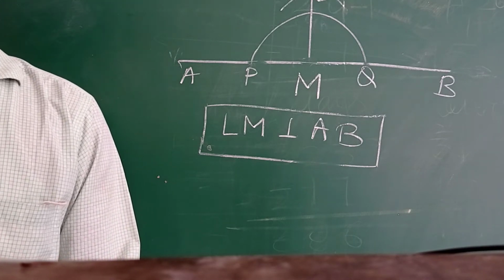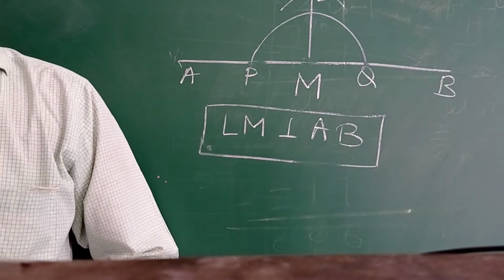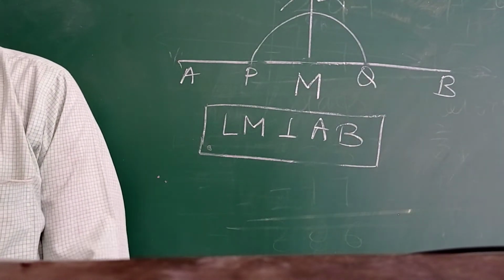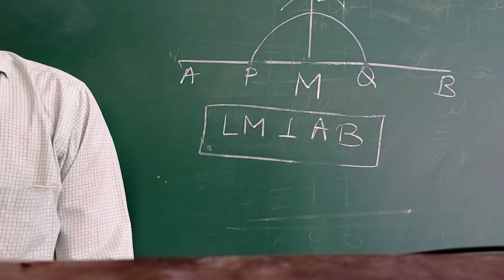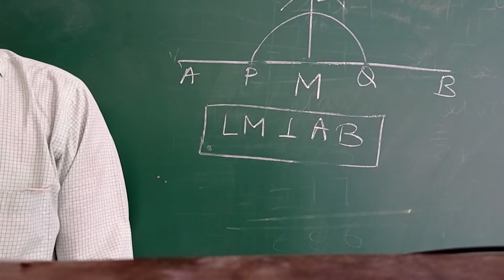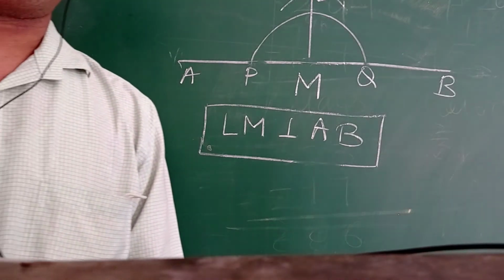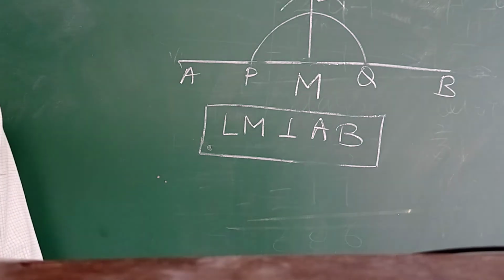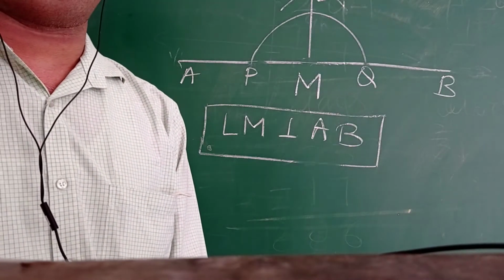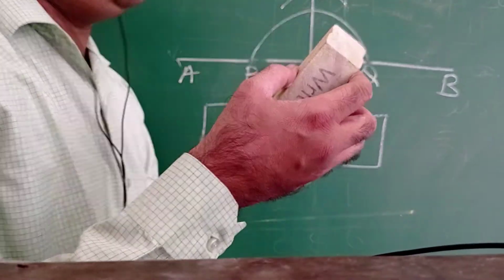Now students, comes to second question. Draw any line segment PQ. Take a point R not on it. Through R, draw a perpendicular to PQ using ruler and set square. Now in this question, there is no need to use the compass. You have to just use the set square. How will you do it?